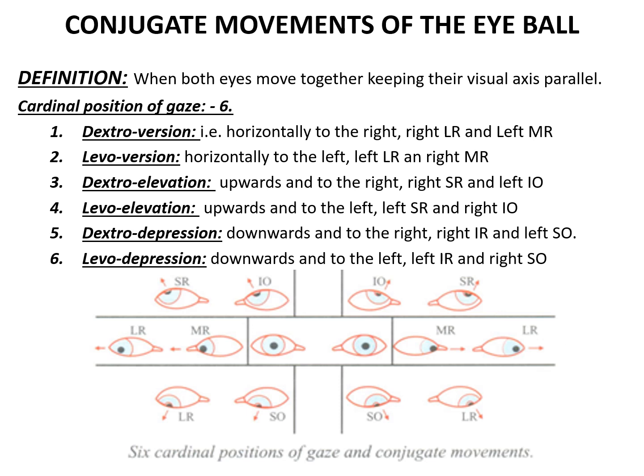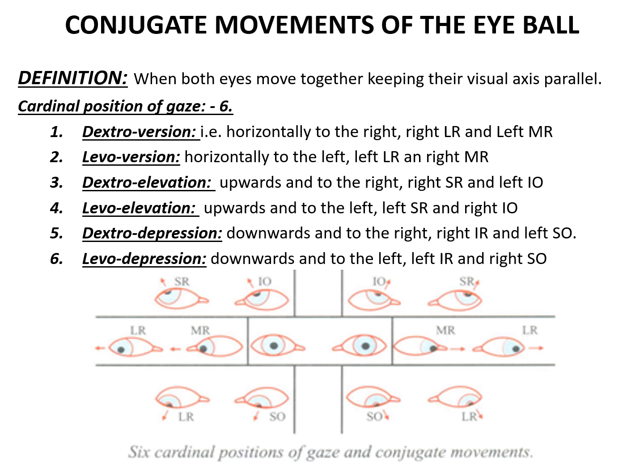Dextroversion means both eyes move towards the right side from the primary position, and levoversion means both eyes move towards the left side from the primary position. In this picture, you can appreciate the central two eyes are in primary position, and on your left they are in dextroversion, and on your right they are in levoversion.